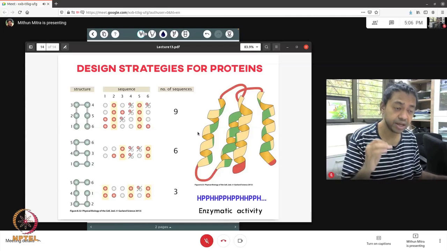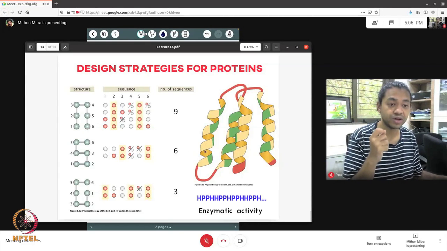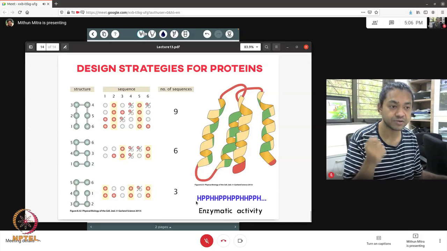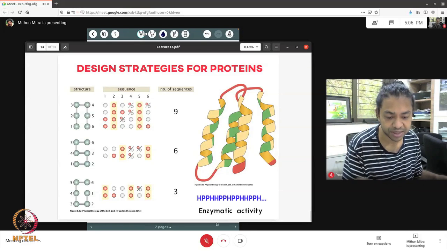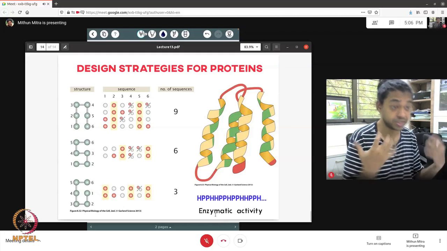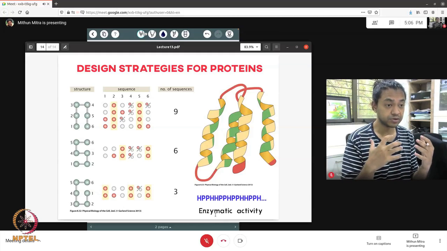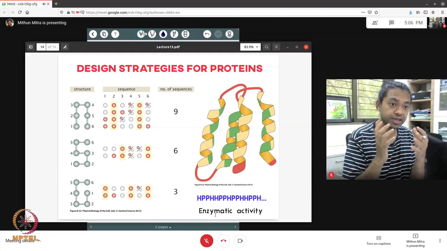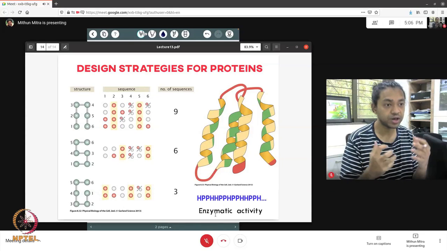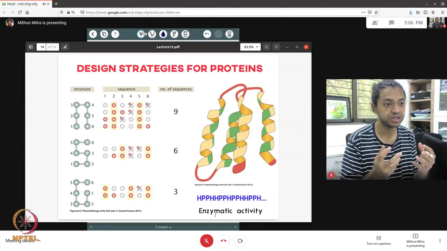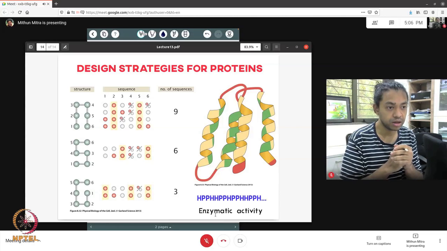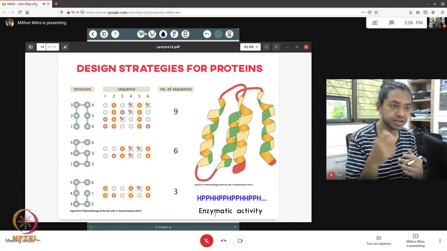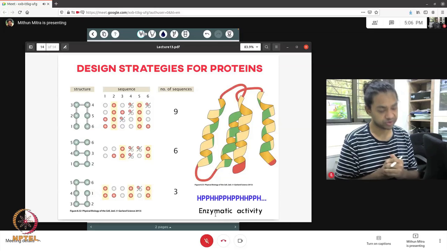In addition, there is a functional role as well, in that what people have found is that often when you design these synthetic sequences, they show some sort of enzymatic activity, which is great. So not only do they structurally fold into things that look correct, but they also have functional significance, in that there is some enzymatic activity to these designed sequences as well.